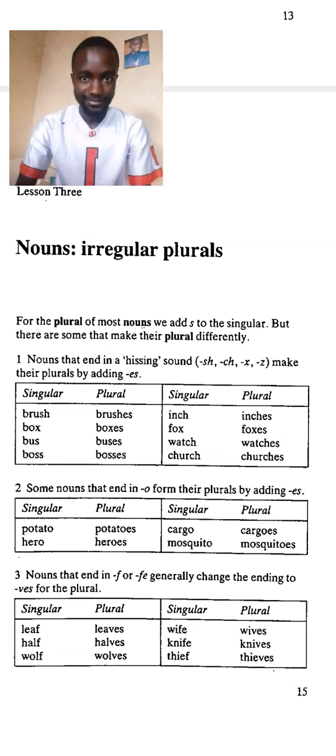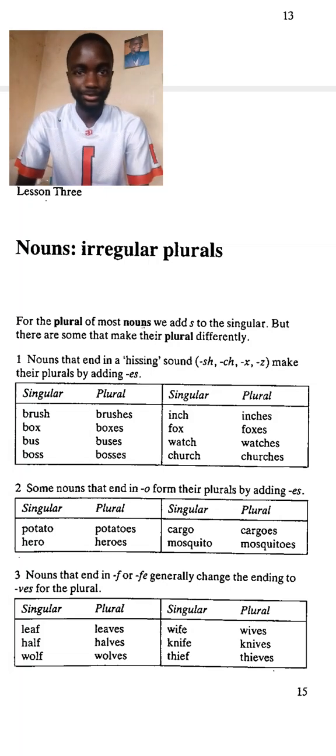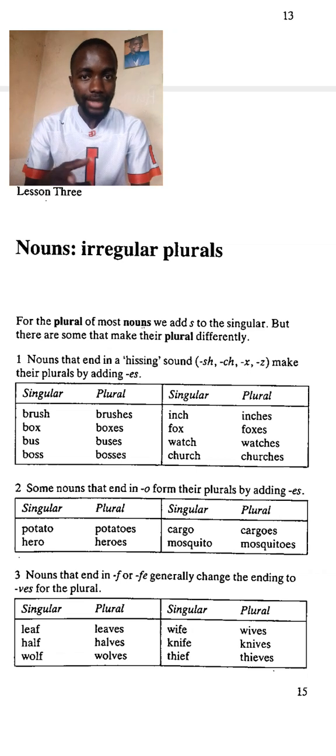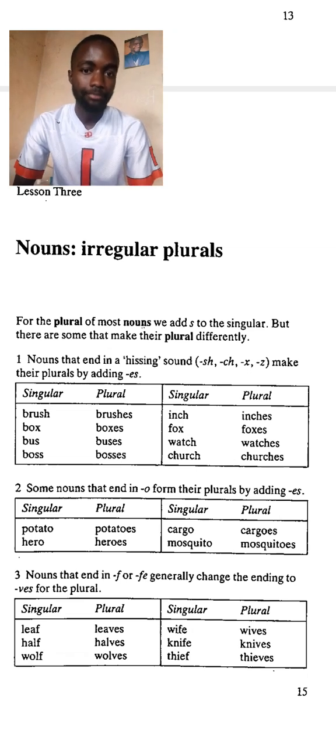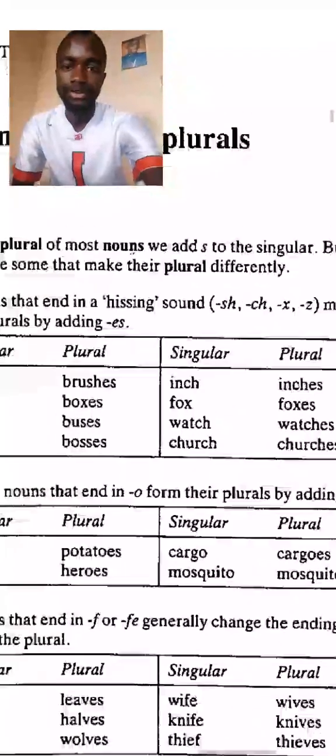Put them here, okay? Make sure that they're inside because that's the rule. The rule is the rule. Now, we add es to the word brush to make it what? Brushes. Let me view that a little bit.